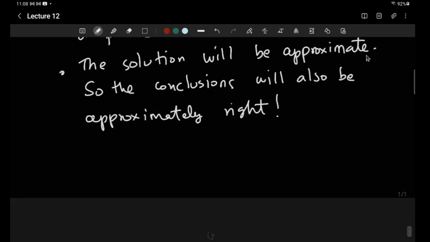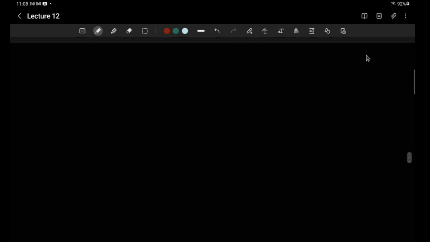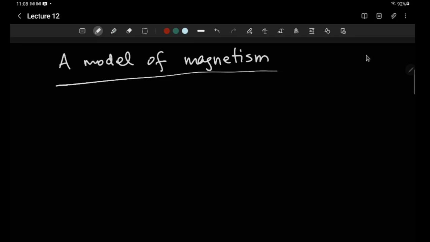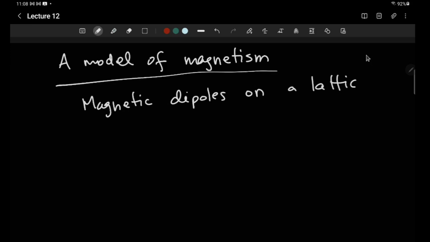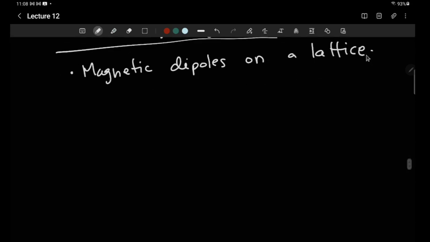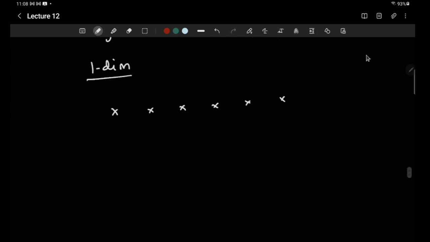Okay, so this is the thing, and so what we want to do is we'll start with the model. So what we will do is we will think of magnetic dipoles on a lattice. Okay, so what I have in mind is, if it is one dimensional, we call it a chain. So there'll be a bunch of points with some equal spacing. So this is your lattice in one dimension. This would be a canonical example.